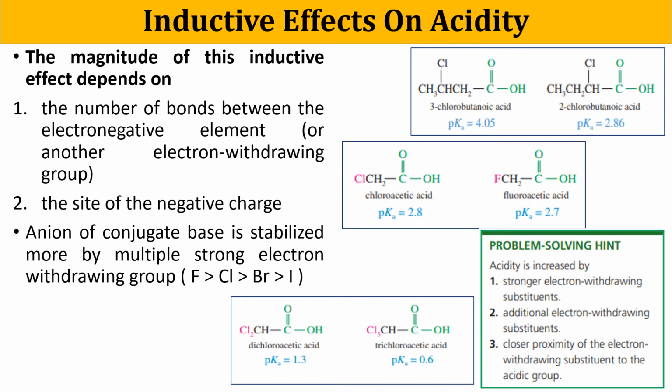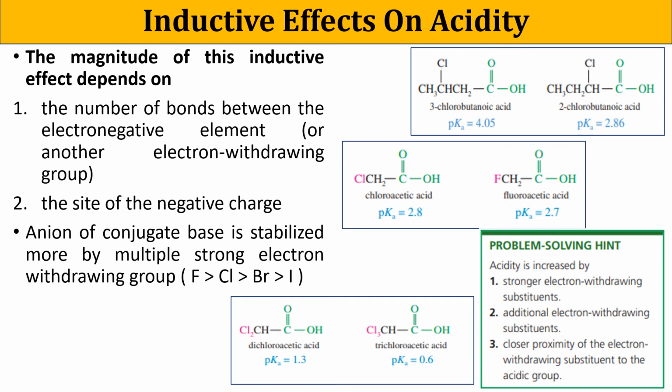A stronger electron withdrawing group stabilizes the anion of the conjugate base more than a weaker group does, leading to a stronger acid. Fluorine is more electronegative and a stronger withdrawing group than chlorine, making fluoroacetic acid a stronger acid than chloroacetic acid. This trend continues through the other halogen substituted acetic acids. Multiple electron withdrawing groups stabilize the conjugate base and increase the acidity more than a single group does.